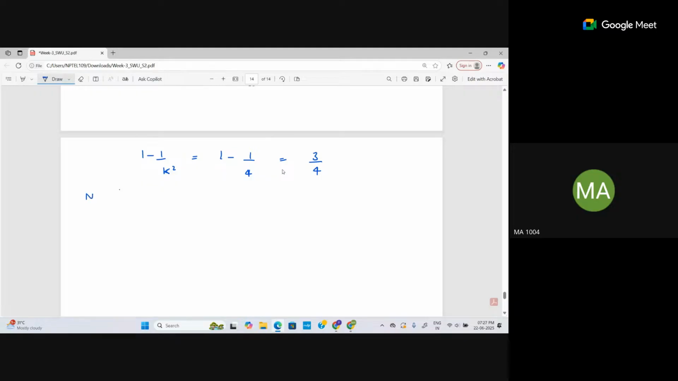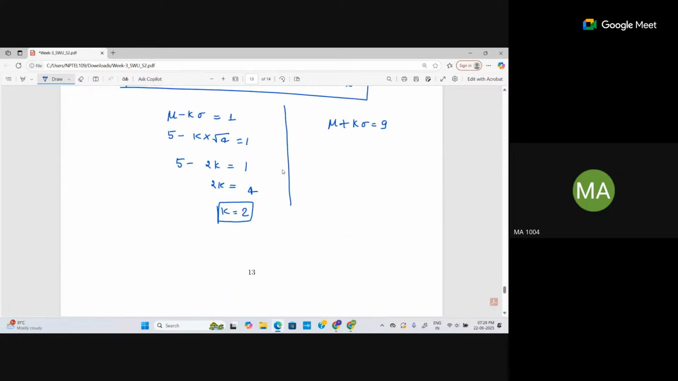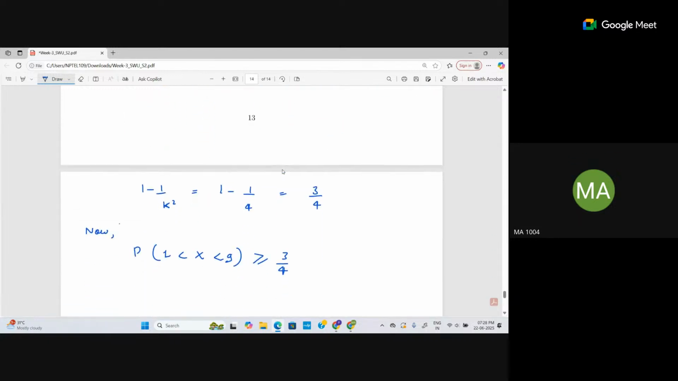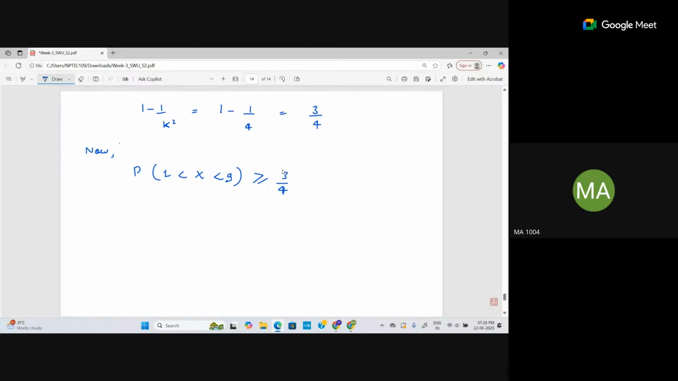So now in our question, the probability that x will lie between 1 and 9 is greater than or equal to 3 by 4, right? Just look at the inequality carefully. So this probability is greater than or equal to 1 minus 1 upon k square. So this value we need to calculate, right? Which we have calculated. So the probability that x is greater than 1 and less than 9, x lying between 1 and 9, is greater than or equal to 3 by 4.